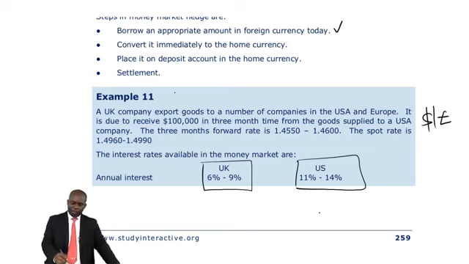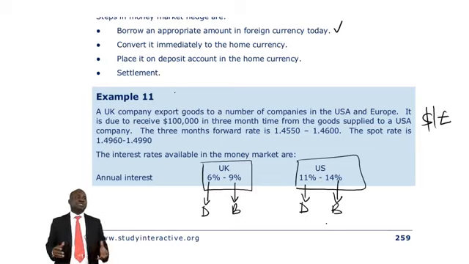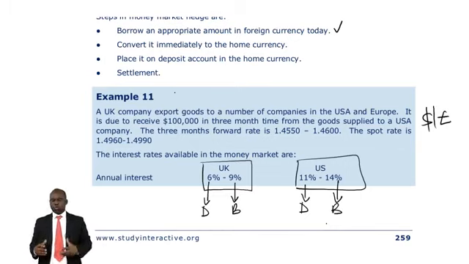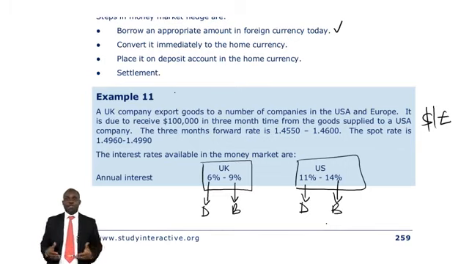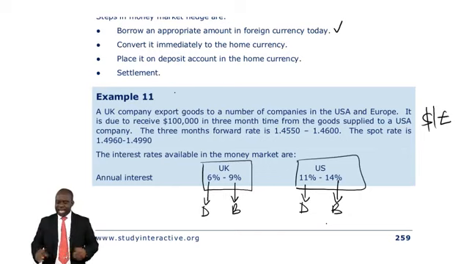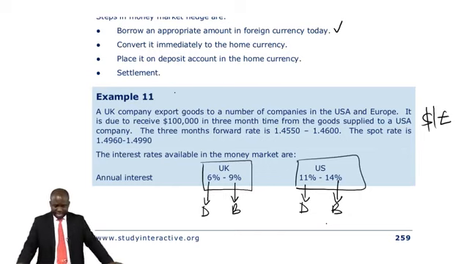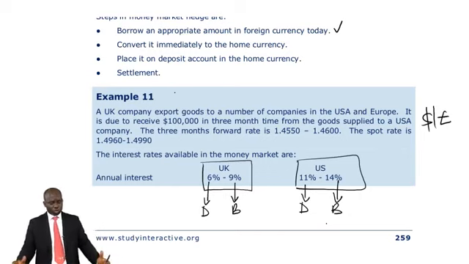So if I'm borrowing in UK, I will pay this. If I'm depositing, I will get this. If I'm depositing in US, that is what I will get. If I'm borrowing in US, I would have to pay that. So if the examiner doesn't separate them for you, you would have to know that the borrowing rate should be higher than what? The deposit rate.